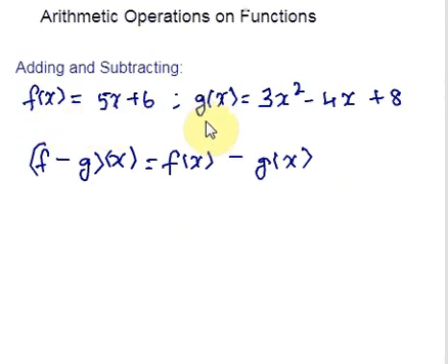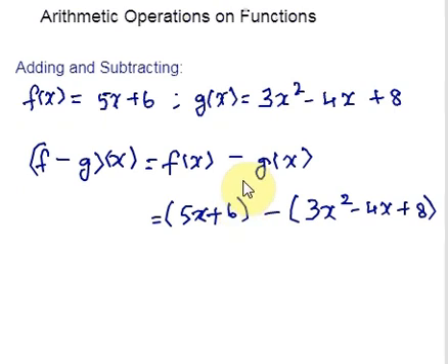After that, replace f of x by 5x plus 6 and replace g of x by this expression. After replacing g of x and f of x with their respective expressions, you have to distribute this sign. Negative times positive would give you negative, negative times negative will give you positive, negative times positive is negative. Now you have to combine the like terms.